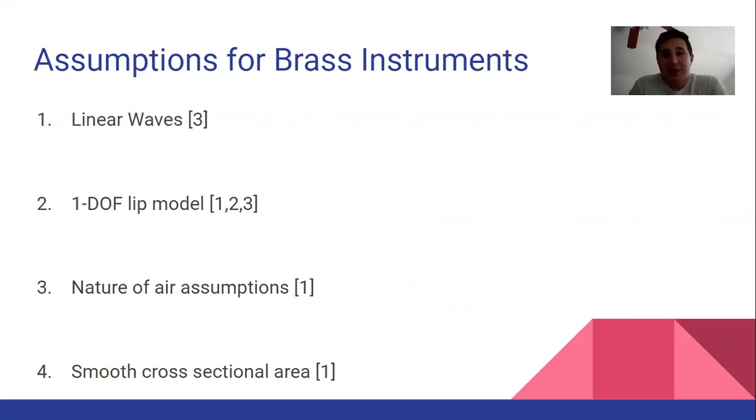All right, so I've picked out 4 different assumptions for this type of modeling where error will come into play. Number 1 is linear waves. Number 2 is a 1 degree of freedom lip model. Number 3 is nature of air assumptions. And number 4 is a smooth cross-sectional area as the trumpet or brass instrument pipes grow or decline in cross-sectional area.